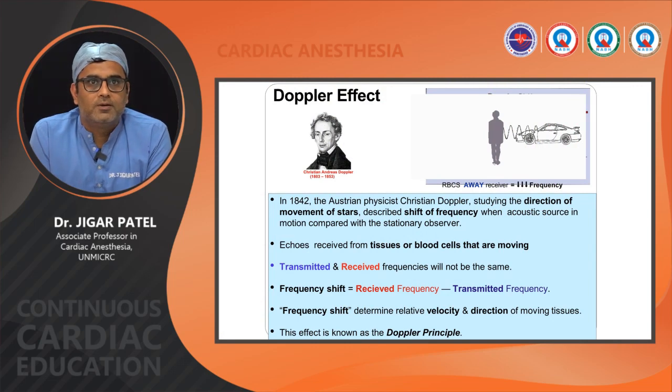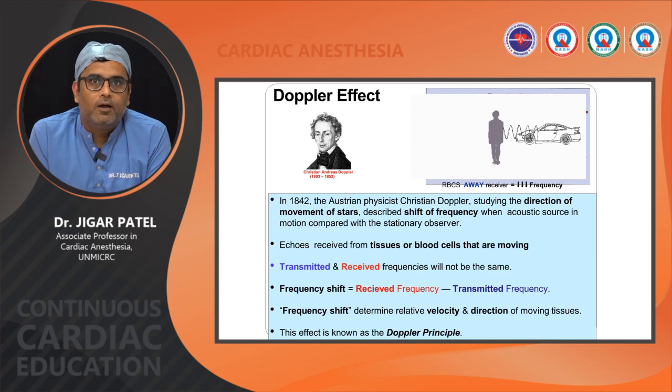The Doppler effect was first described by Christian Doppler in 1842. While studying the movement of the stars, he found that there is a shift in frequency when an acoustic source is in motion compared to a stationary observer. Similarly, when a car comes toward us blowing its horn, the horn frequency is the same, but as the car comes toward us, the frequency is increased. You hear a high pitch sound. But when the car goes away from you, you hear a reduced pitch sound from the car. So it is the frequency shift.